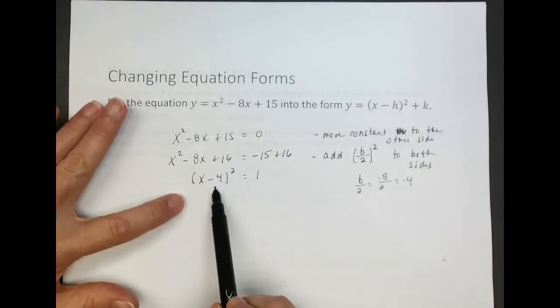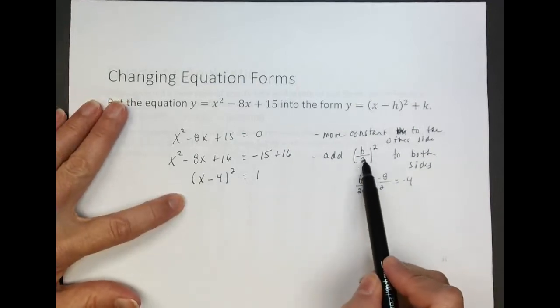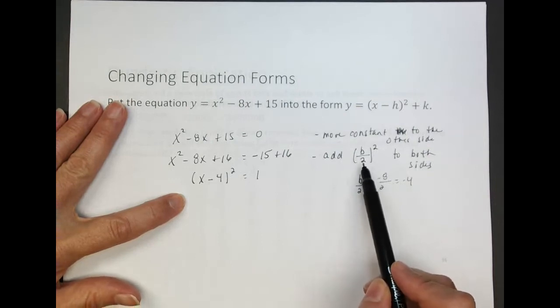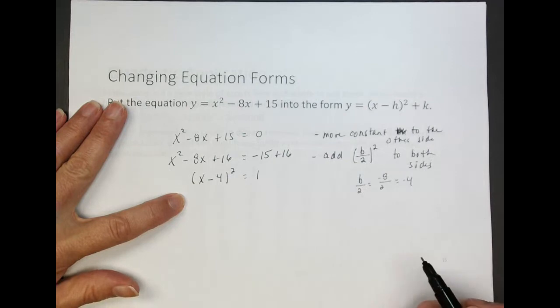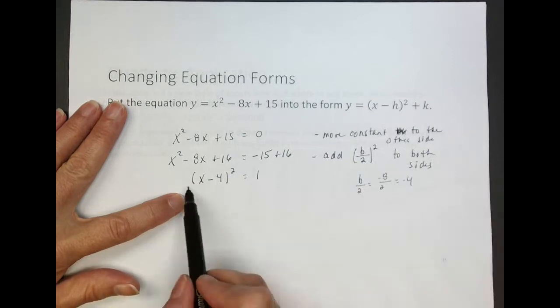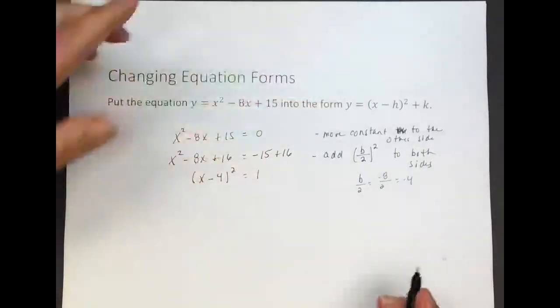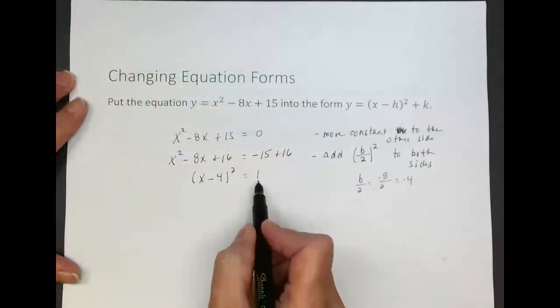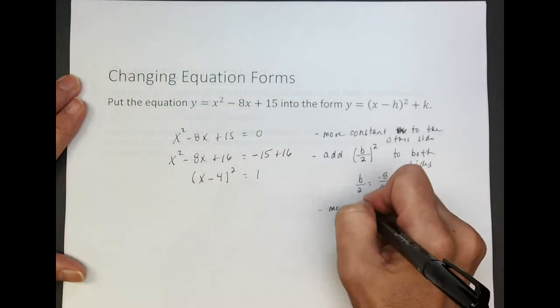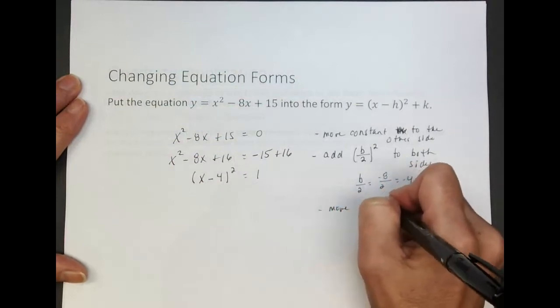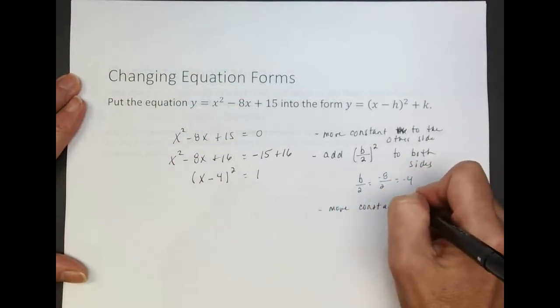Now, it's always going to factor into a perfect square because we've added what we've needed so that it would factor into a perfect square, right? So then I will have my equation in vertex form. All I have to do is move that constant back over. So move the constant to the other side again.